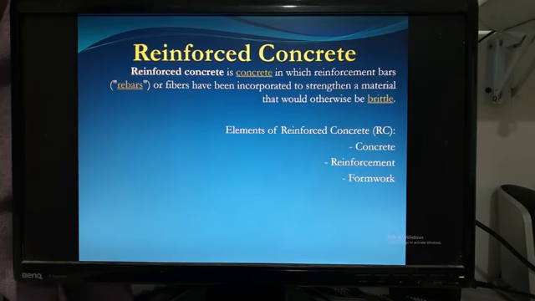So in order to overcome the shortcomings of this reinforced concrete, we have to put in rebars, because rebars, which is made out of steel, is great against compression and tension. So the elements of reinforced concrete, we have the concrete itself, depends on the grade, and then the reinforcement and formwork to produce the shape of the RC.